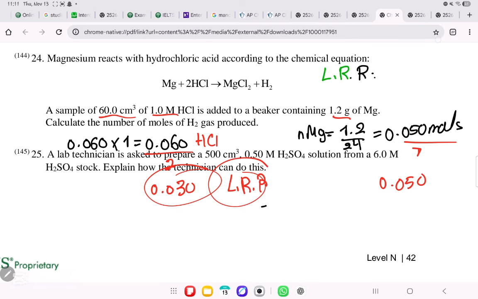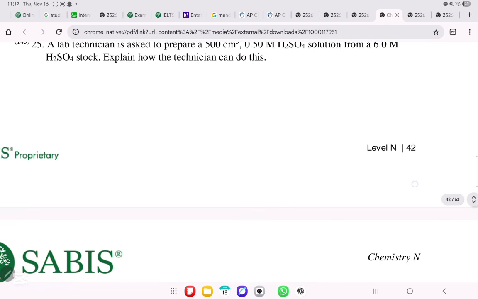That means my limiting reagent is HCl. Perfect. Now that means everything moves with the HCl. So 2 becomes 0.060 moles. How much will 1 H2 become? It will become 0.030 moles. And that's pretty much what they're looking for: the number of moles of H2 gas produced, which is 0.030 moles.